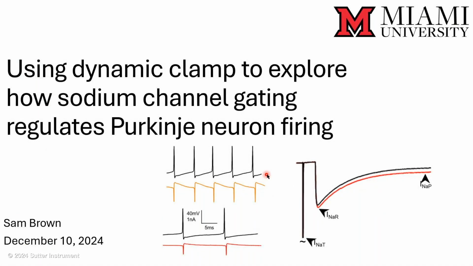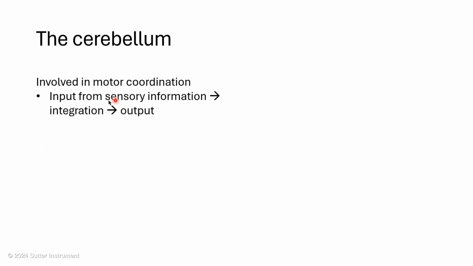I'm very excited to talk about my work using dynamic clamp to explore how sodium channel gating regulates Purkinje neuron firing. I wanted to start off with just a brief introduction to the cerebellum. The cerebellum is classically involved in motor coordination, where it takes input from sensory information, integrates that information, and then sends the appropriate output.